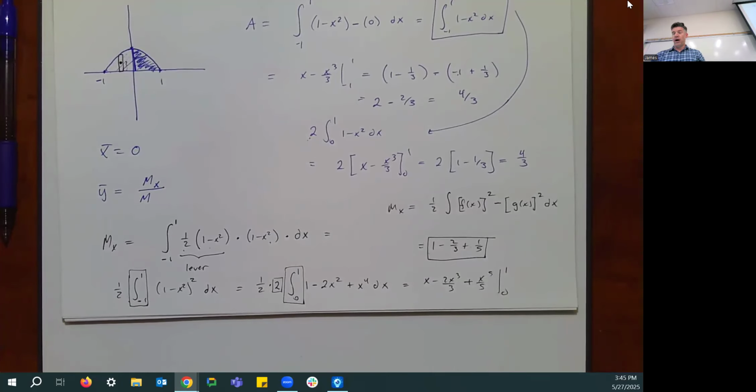All right, so I need to be extra careful here because I haven't finished this problem at all. First of all, even if this was the right answer, which it's not because I have to divide by something still, I still have to write my center of mass as a coordinate.